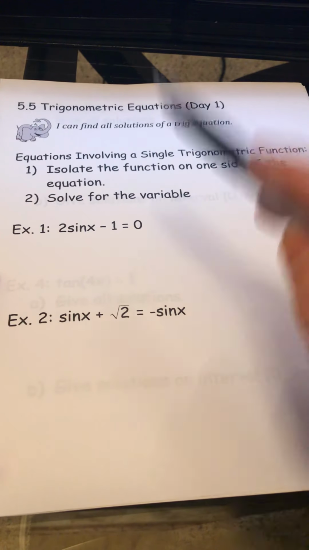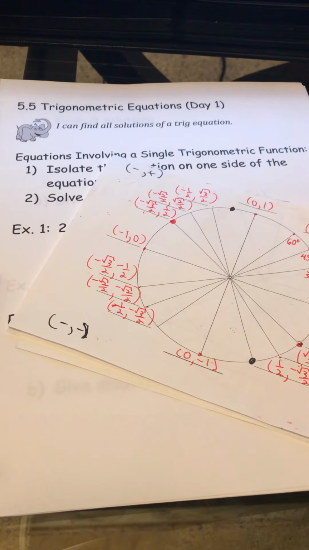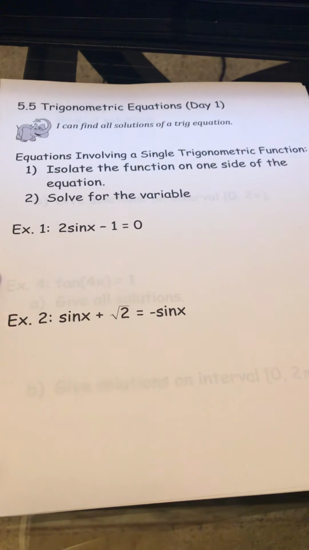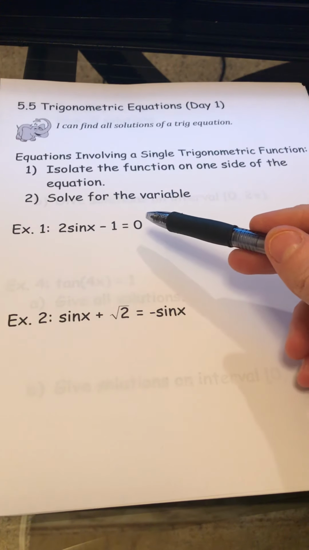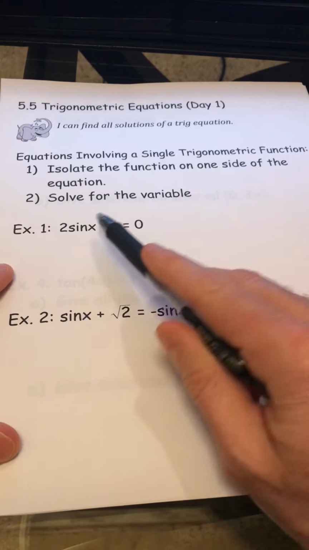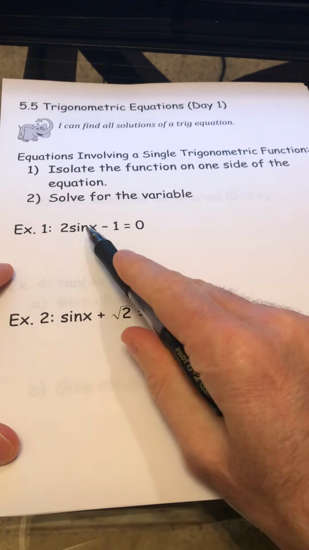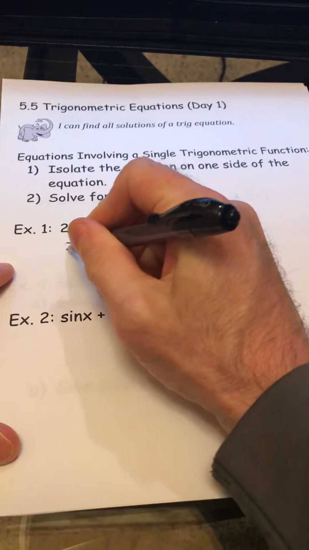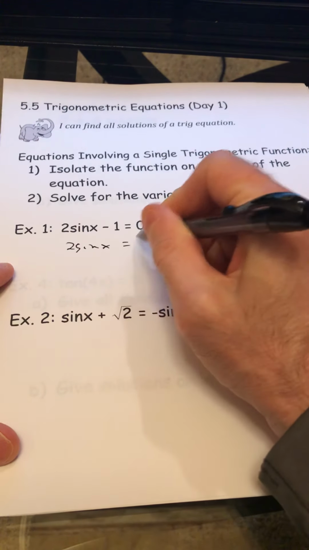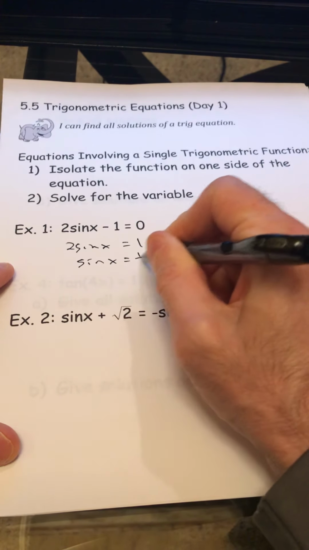Now, a lot of the time what that will entail is using a unit circle, if you have a copy of that handy. So, the first two will be some introductory problems to work our way up. This first one, 2 sine x minus 1 equals 0. Well, what we're going to do is isolate the trig function. So add 1, divide by 2. So 2 sine x equals 1, divide by 2. So the sine of x equals a half.